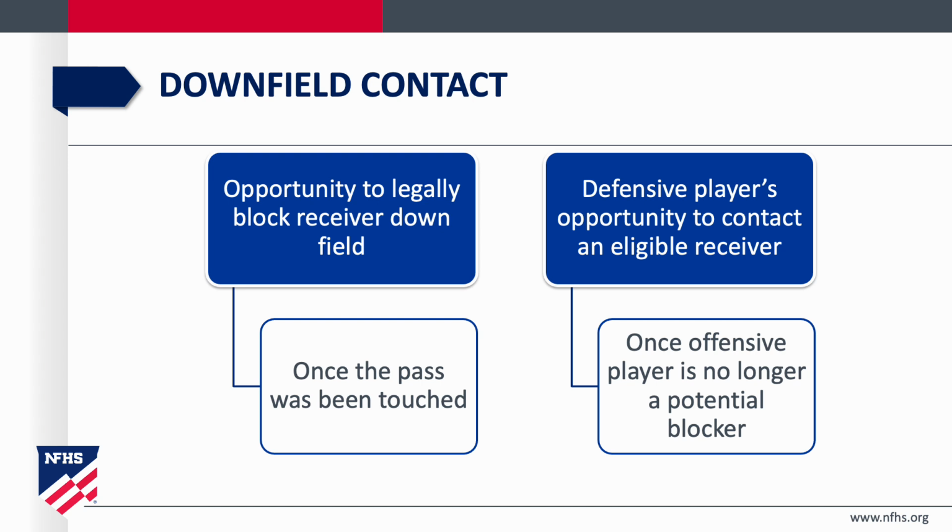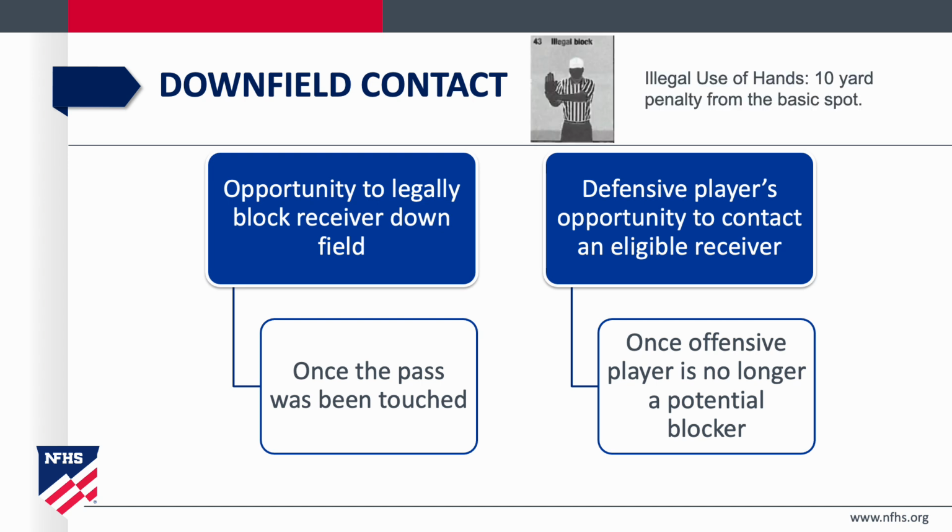We are looking for a block against a receiver that clearly throws him off his route. We want this call to be so obvious that everyone in the stadium can see it. If this does occur, it is an illegal use of hands foul, which carries a 10-yard penalty from the basic spot.